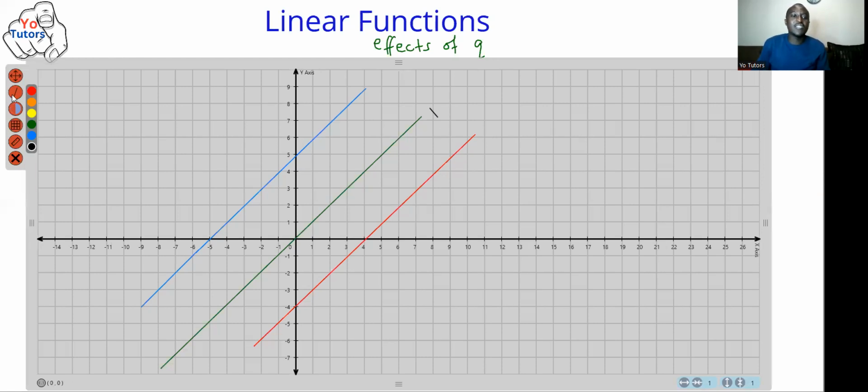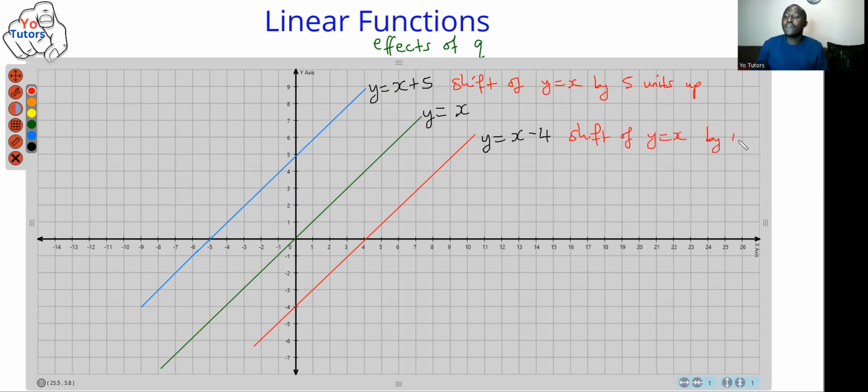So for example, here, this is y equals x. We have taken this graph and lowered it down to -4. So we've shifted it downwards by 4 units. So y is going to be equal to x minus 4. And in this case here, y is equal to x plus 5. So in this case there was a shift of y equals x by 5 units up. Then here it's a shift of y equals x by 4 units down. So that's what we have.